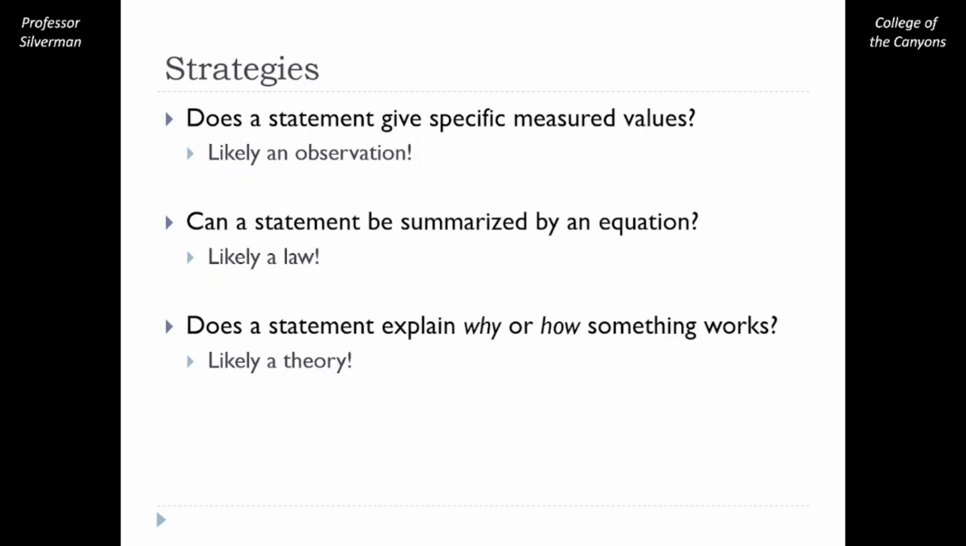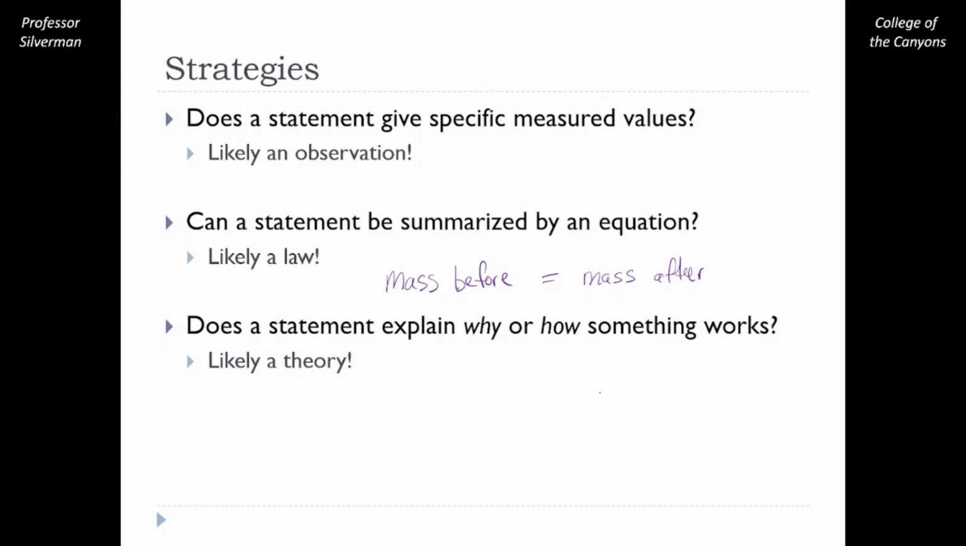Laws can oftentimes be summarized by equations. For example, conservation of mass says that all the mass at the beginning is the same as all of the mass at the end of any process. So our equation can be the mass before is equal to the mass after. Lastly, if we're explaining why or how something works, this has to be a theory.